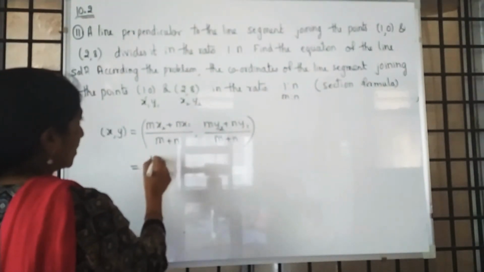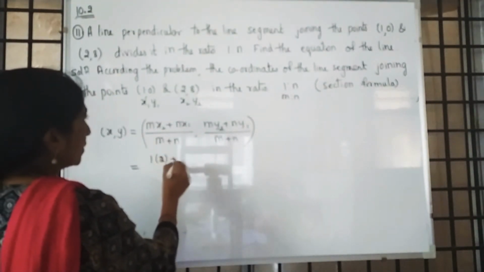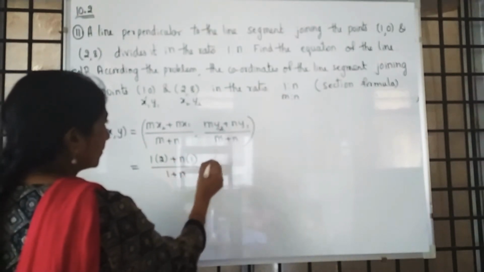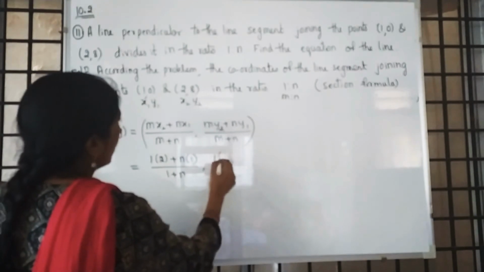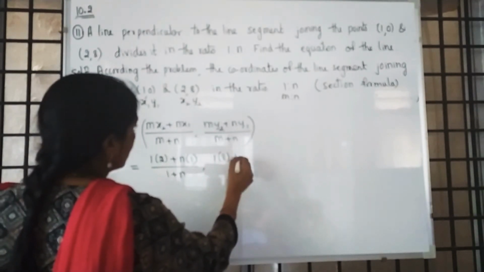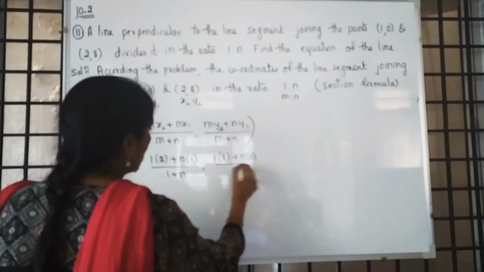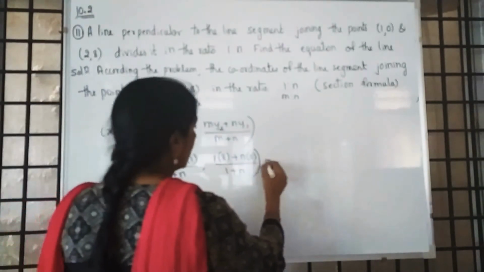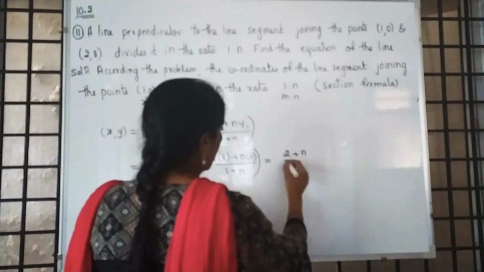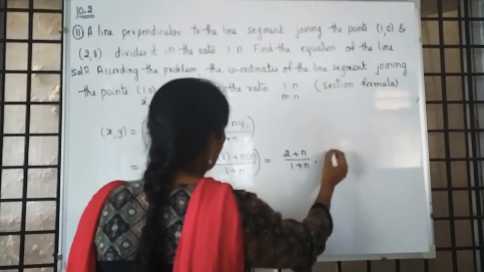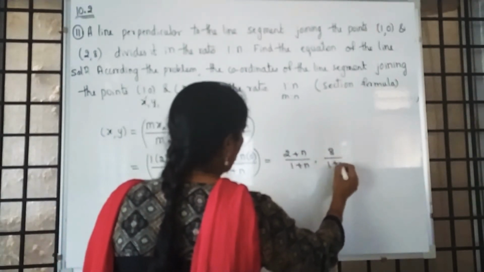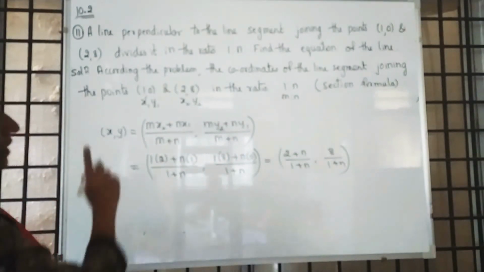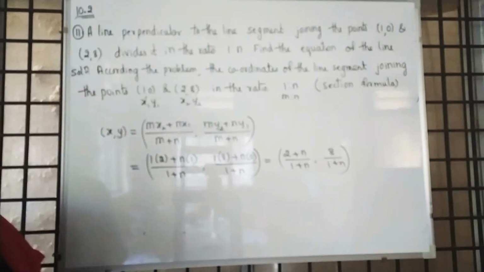Write down the values. m is 1, x2 is 2, plus n times 1, upon 1 plus n. m is 1, y2 is 8, plus n into 0, upon 1 plus n. So the values are (2 plus n) upon (1 plus n), comma 8 upon (1 plus n). These are the coordinates of that required point on the line segment.